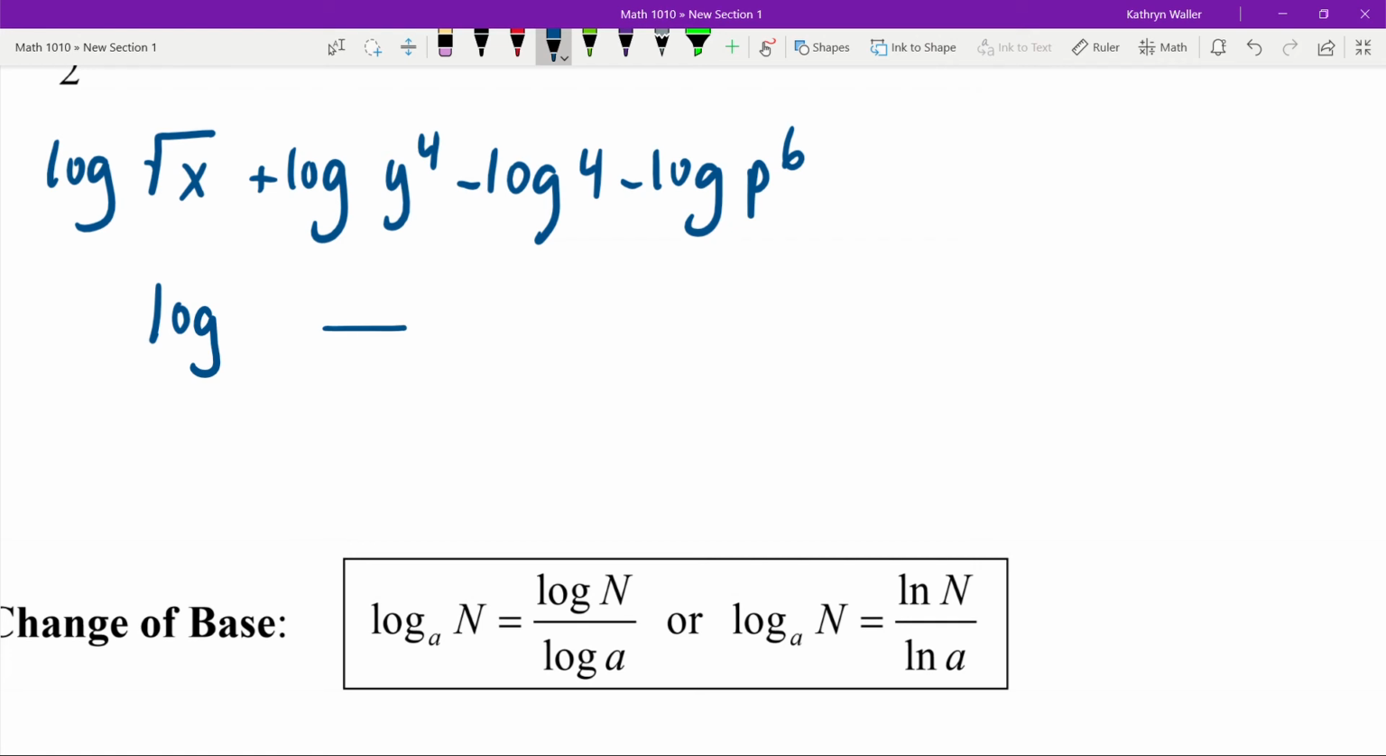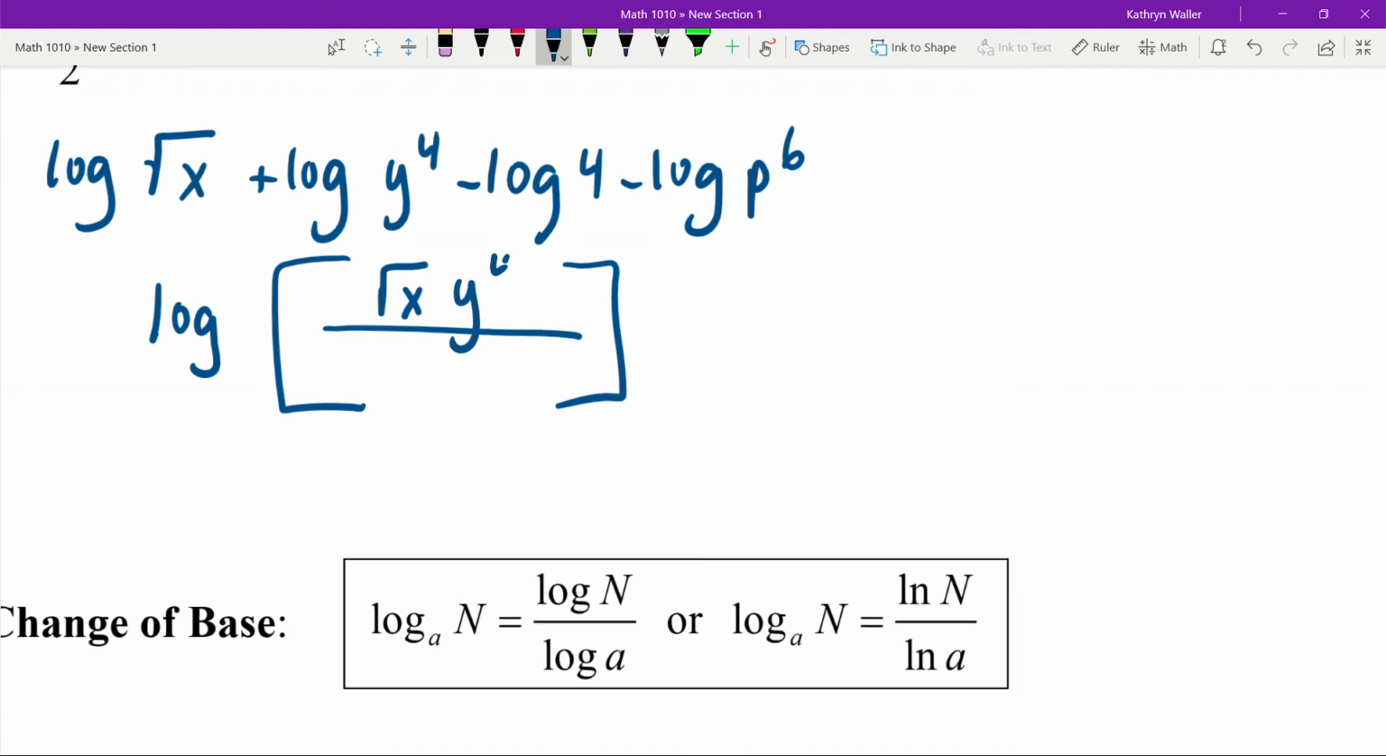Anything that has a negative exponent goes on the bottom. Anything that has a positive exponent goes on the top. So the square root of x has a positive exponent. He goes on the top. The y to the 4th has a positive exponent. He goes on the top. The 4 and the p to the 6th are both negative. They go on the bottom. Done.